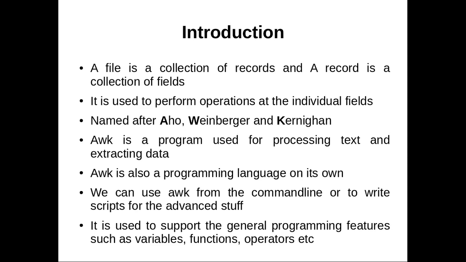In the case of the awk command, it will treat a file as a collection of records. That means each line is considered a record, and a record is a collection of fields. So awk treats each file as a collection of records, whereas each record is a collection of fields. And awk will be able to do operations on each field of data.